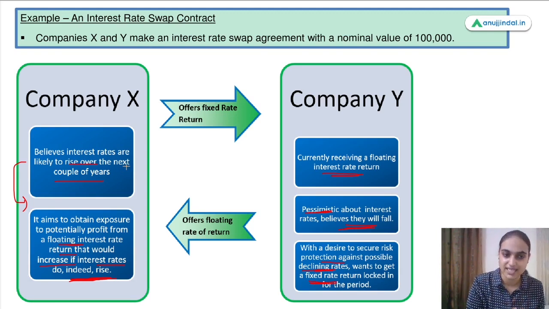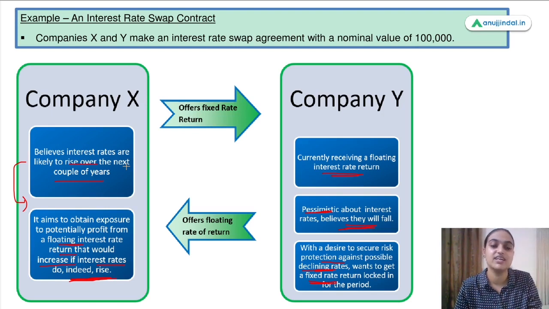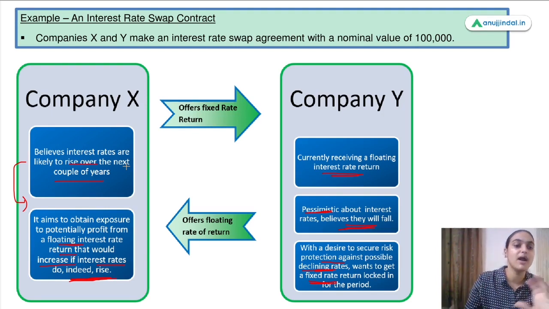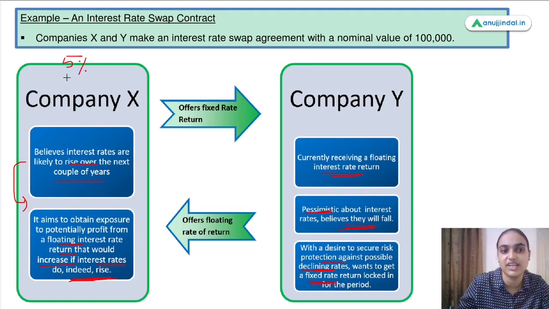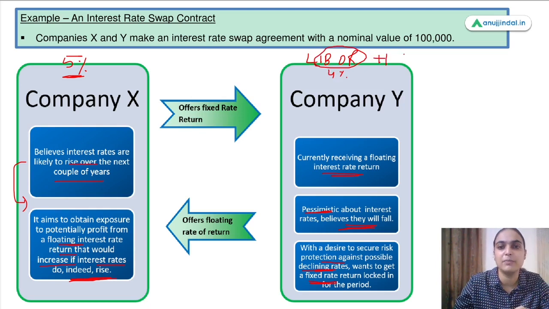So jo company X hai, usko lagta hai ki aage aane wale years mein interest rates badh jayenge. Wahi company Y ko lagta hai ki aage aane wale years mein interest rates kam ho jayenge. To abhi company X jo contract pe hai, wahan pe wo fixed rates earn kar rahi hai, okay? For example, wo 5% fixed interest kahin se earn kar rahe hain. Aur jo company Y hai, wo abhi floating rate earn kar rahe hain. For example, hum agar London interbank rate le, LIBOR le, so assume karein ki wo abhi 4% chal raha hai, okay? So ye ek floating rate hai, ye change hota rahega. So LIBOR plus 1% suppose ek floating rate hai jo company Y abhi earn kar rahi hai.